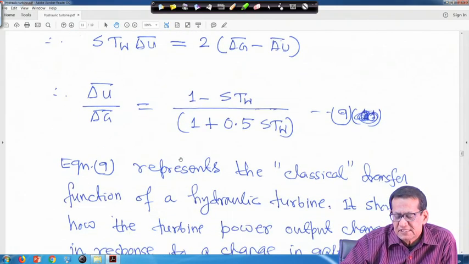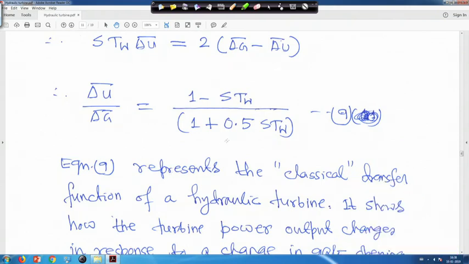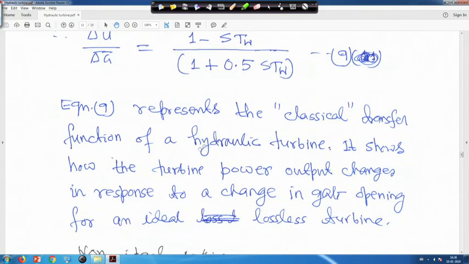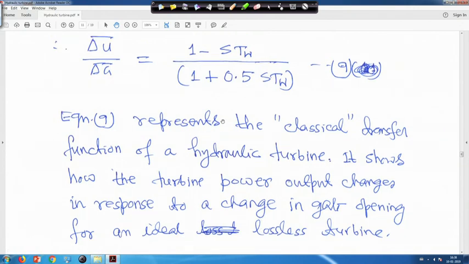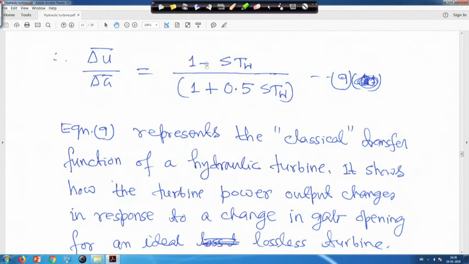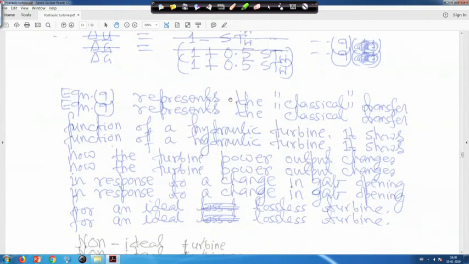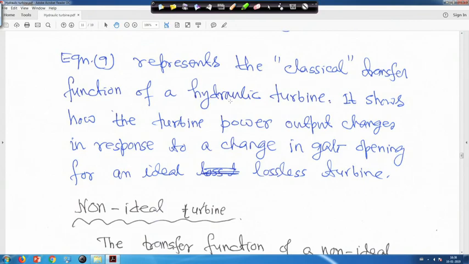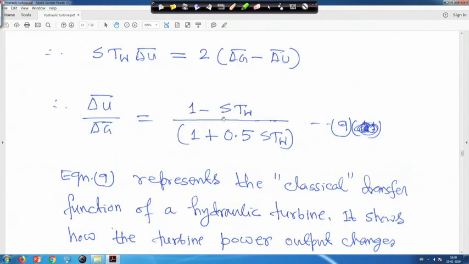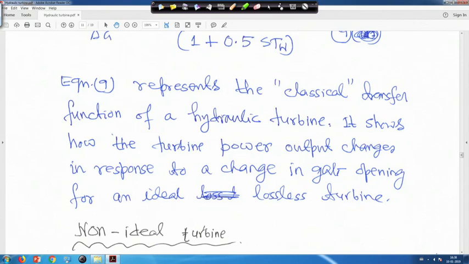Now, equation 9 actually represents the classical transfer function of a hydraulic turbine, right. It shows how the turbine power output changes in response to a change in gate opening for an ideal lossless turbine, right. So, this is the transfer function for a classical model of a hydro turbine. So, this is the ideal turbine, now say a non ideal turbine.